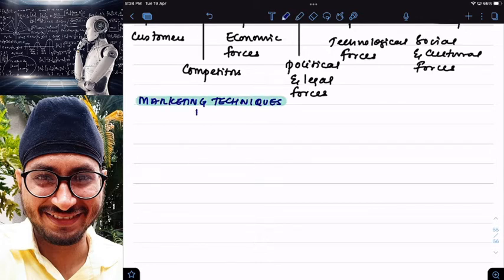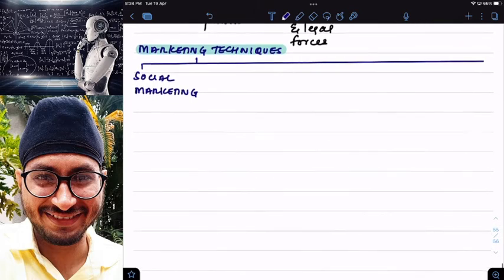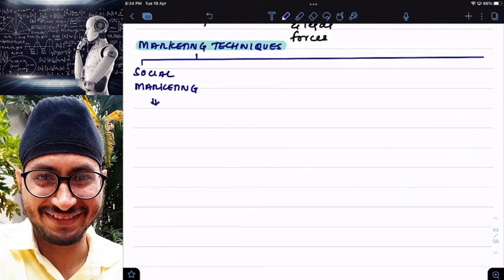In marketing techniques we have many marketing techniques. First one we have is social marketing. Clear? Social marketing means marketing that will increase the acceptability of social ideas. Example, sir, no smoking. Clear? No smoking in public places. That is an example of social marketing.